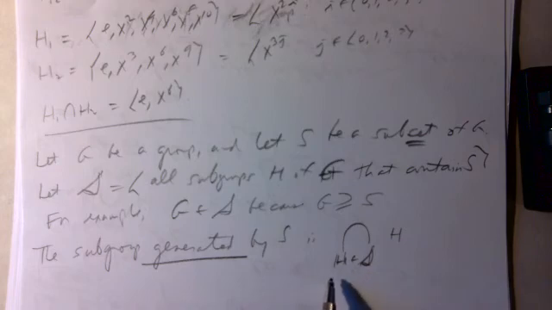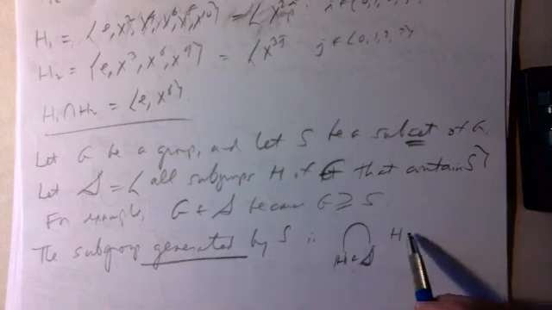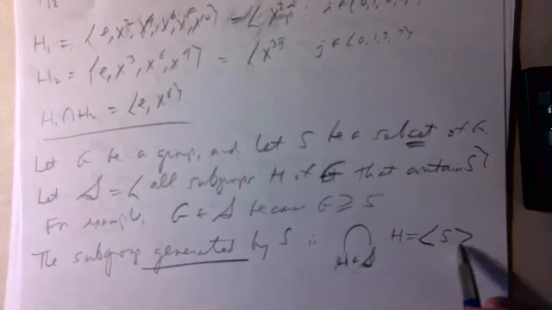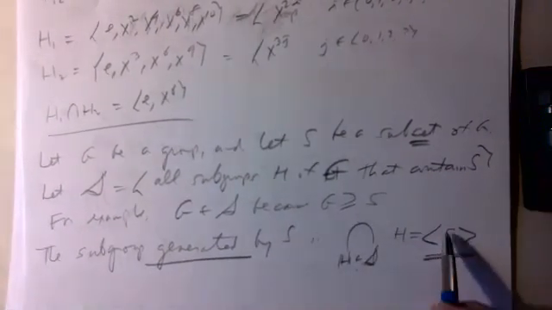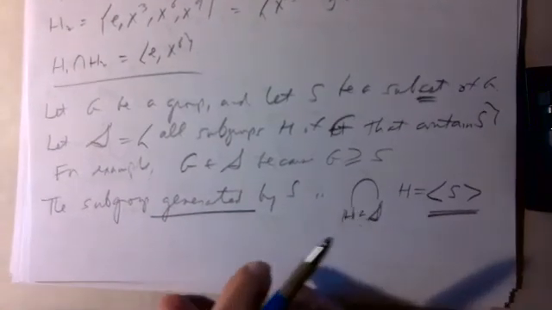So as a special case, if we choose a subset of G and we look at all the subgroups of G that contain S and take their intersection, that's going to be a subgroup. And we call that the subgroup generated by S, which we usually denote by S in these angular brackets. That's the subgroup generated by S.